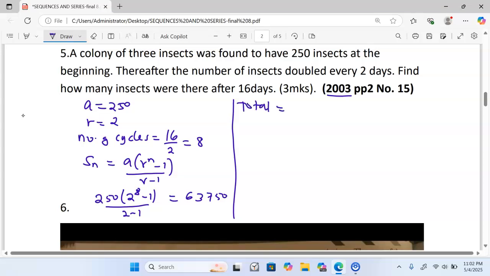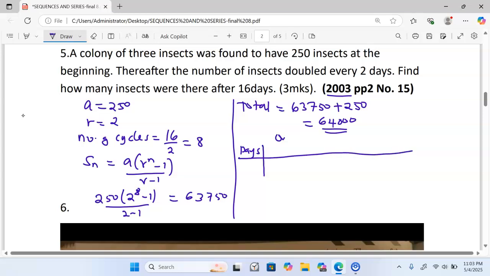63,750. So for us to get the total number of insects, we take 63,750. We add the one we had at the beginning, and this one will give us 64,000. Alternatively, we can draw a table having the days and also the number of insects.